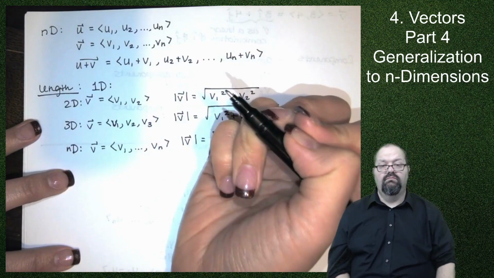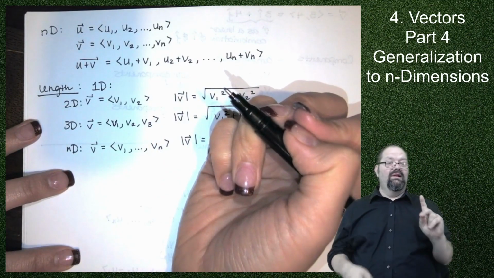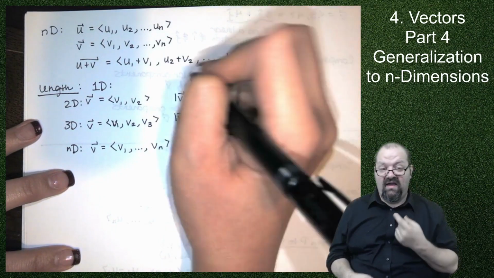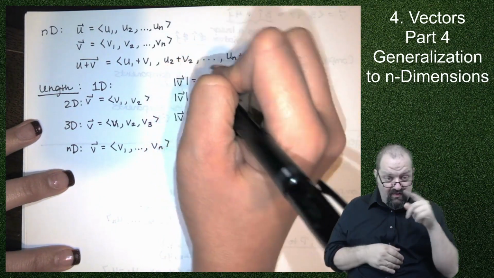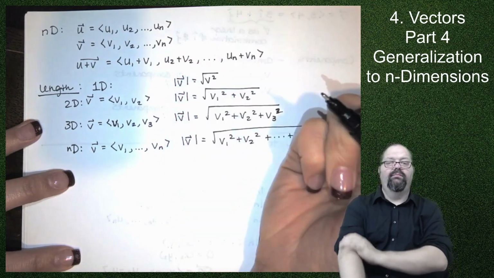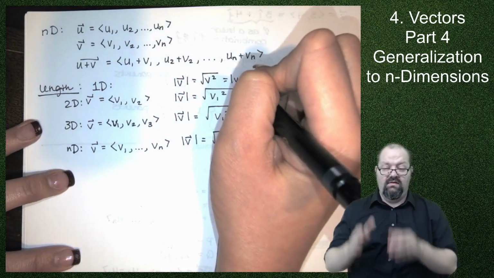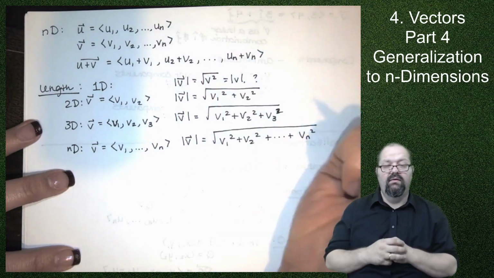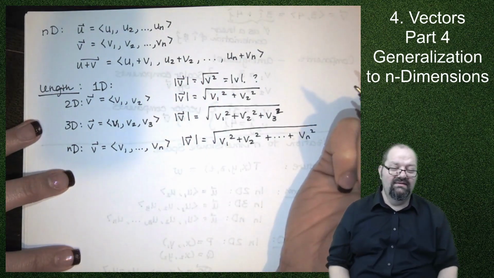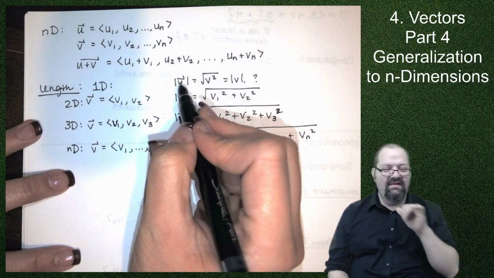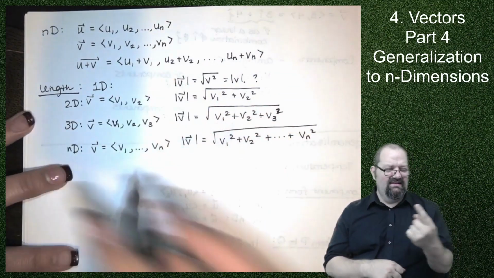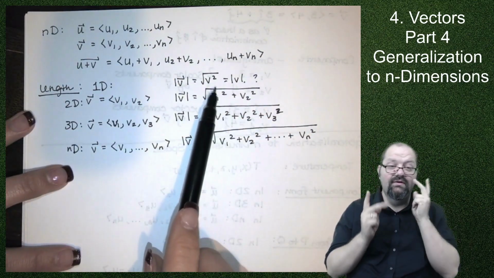What about 1D? What if our vector V had just 1 component? Is that the absolute value of V? I hope so. I know, this doesn't really make sense. You're like, it's a vector with a single component. It's a little weird. But you see the pattern.